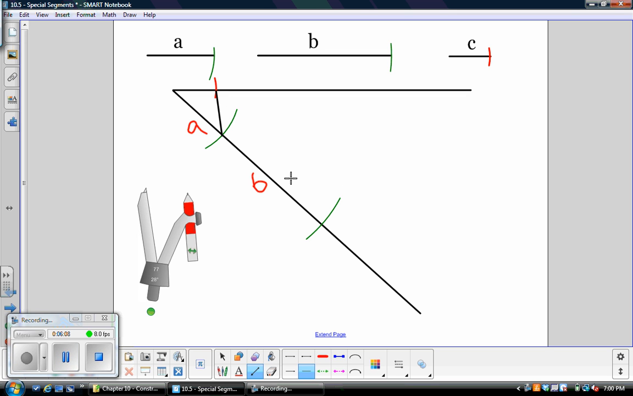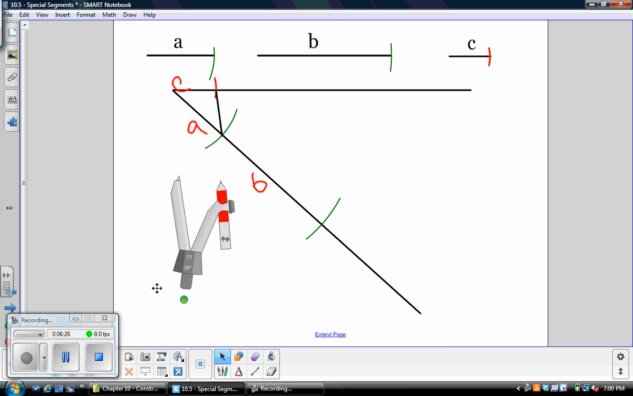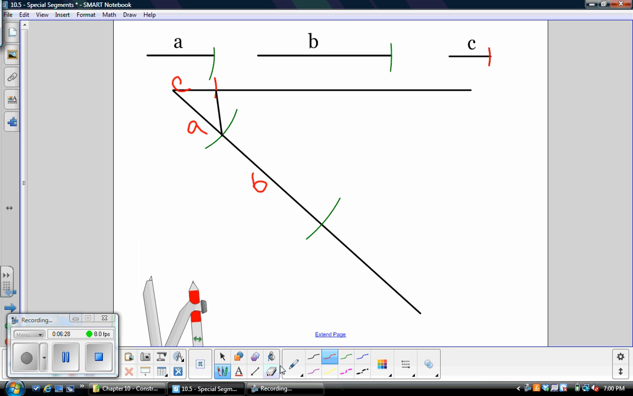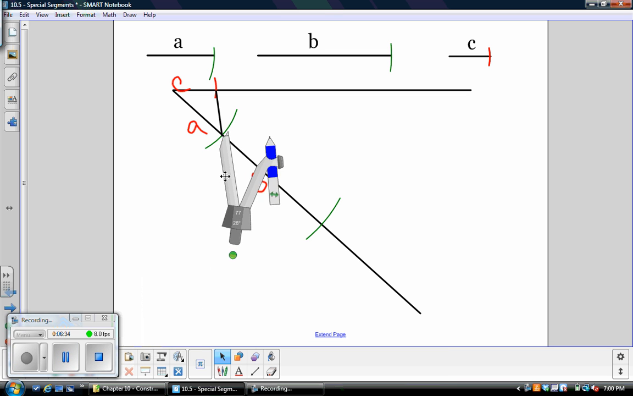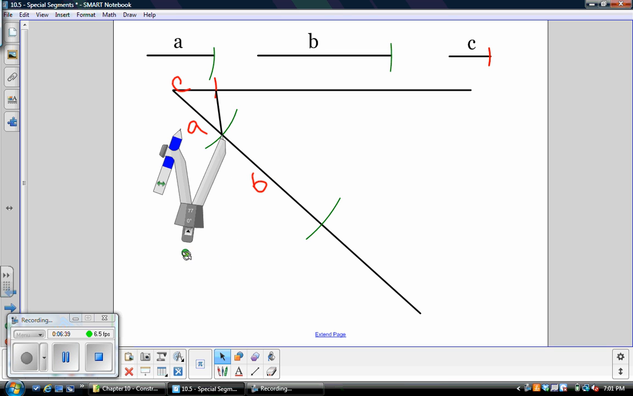Now I need to draw a parallel line. So I need to copy the angle. And just so that you guys realize, that segment there is C. So now we need to copy that angle. So I'm going to use my compass to copy the angle. Let's change its color to blue so you guys can see when I'm copying the angle. So copy an angle.